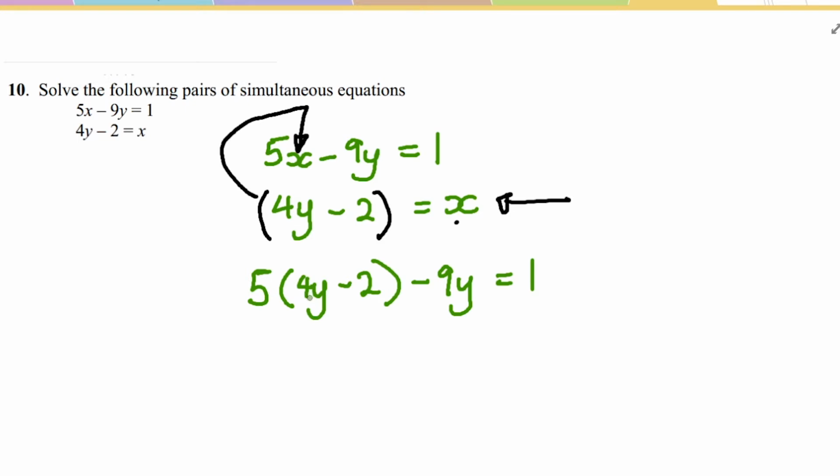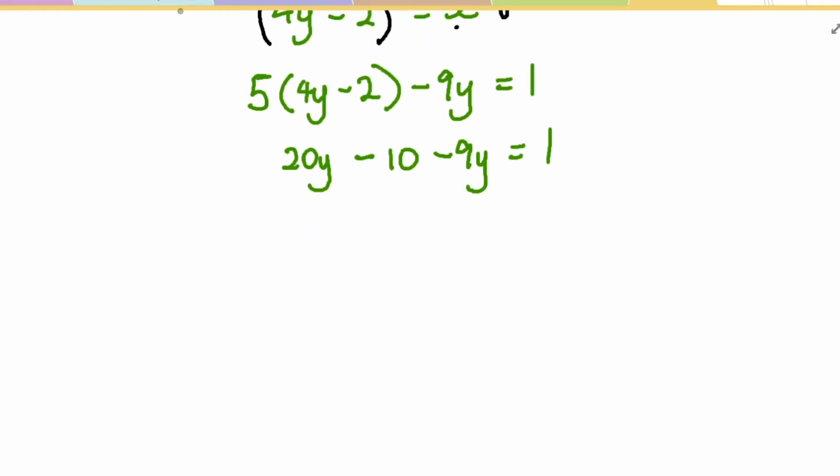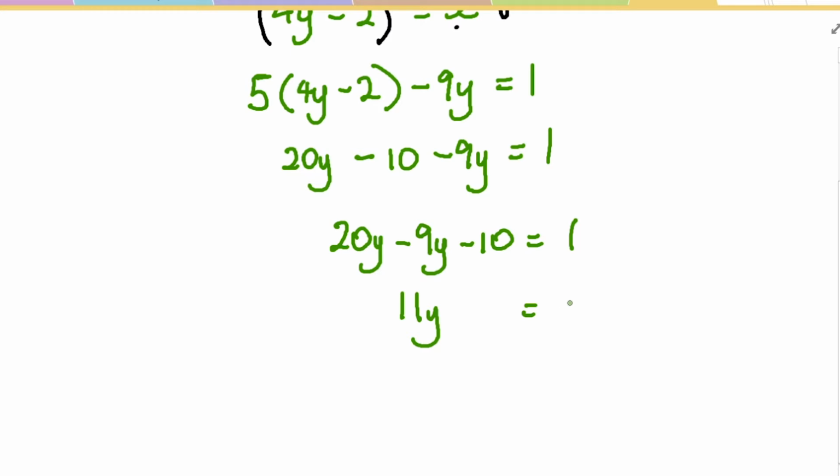So 5 times 4 is 20y, minus 5 times 2, so 5 times negative 2 is negative 10, then minus 9y is equal to 1. Let me rearrange it: 20y minus 9y minus 10 is equal to 1. 20 minus 9 gives us 11y, so 11y minus 10 is equal to 1. This 10 goes this way and becomes plus 10. So we have 11y being 11. Divide both sides by 11.